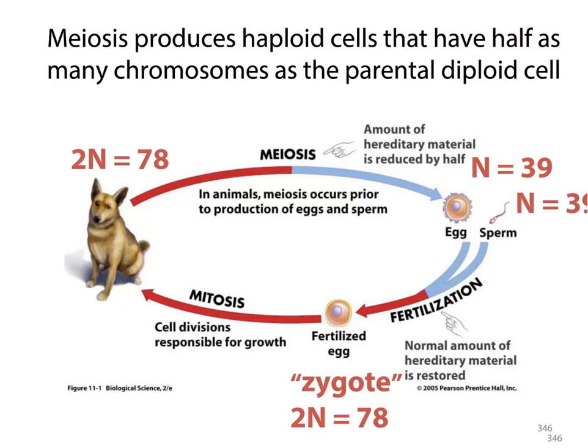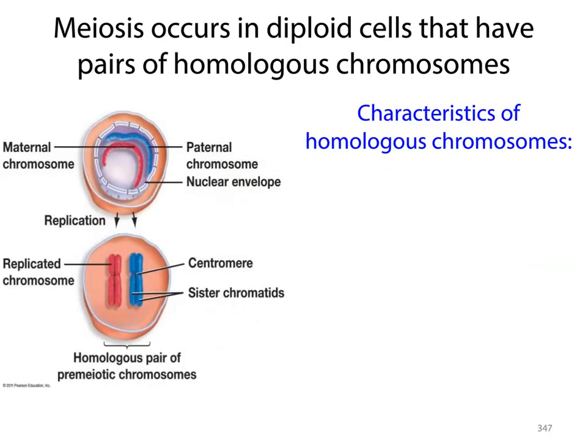Okay, and by the way, haploid is represented by an N. All right, diploid is represented by a 2N. Then those come together to form the zygote. 2N equals 78 again, and you can trace the cycle as it starts all over again. So remember, once again, meiosis occurs in diploid cells that have pairs of homologous chromosomes.